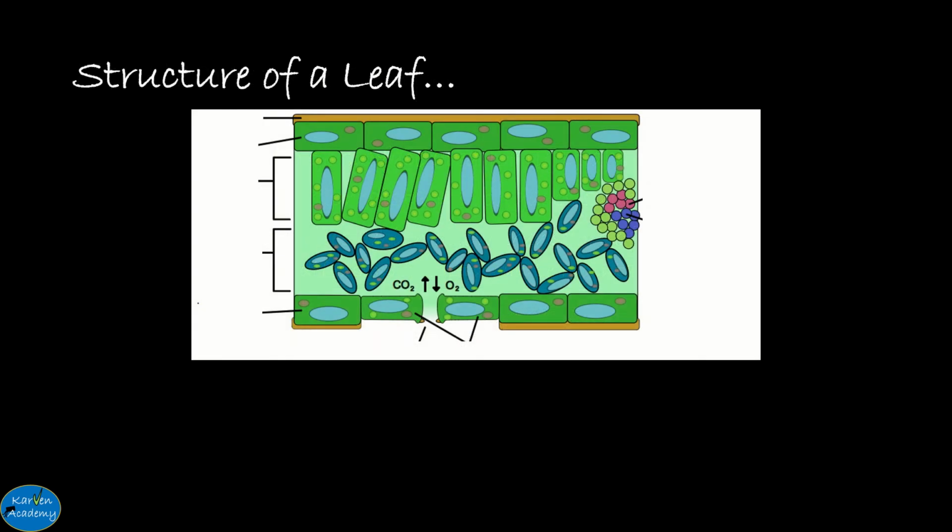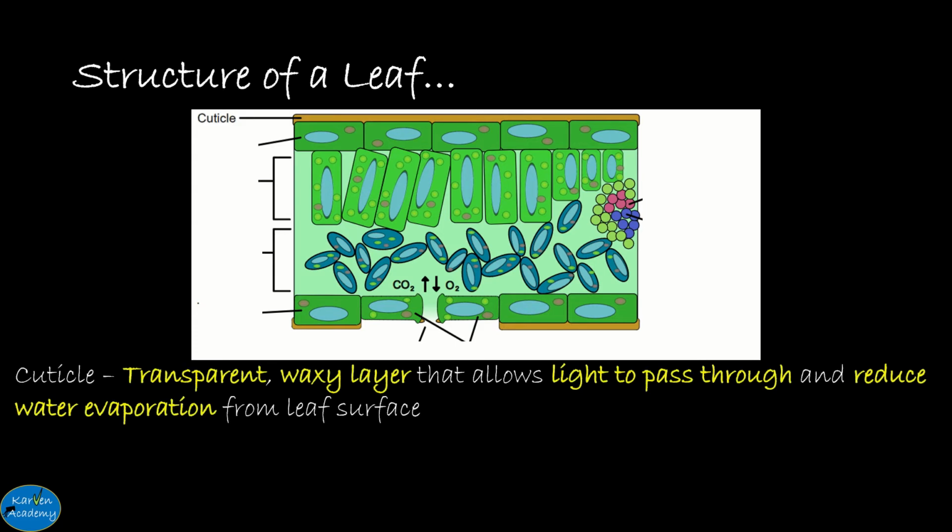So now let's look at the structure of the leaf. The structure of the leaf has many parts, but we'll go step by step. The cuticle is the most upper layer of a leaf. It's transparent and it's waxy. This allows light to pass through it and also reduces water evaporation from the leaf surface.